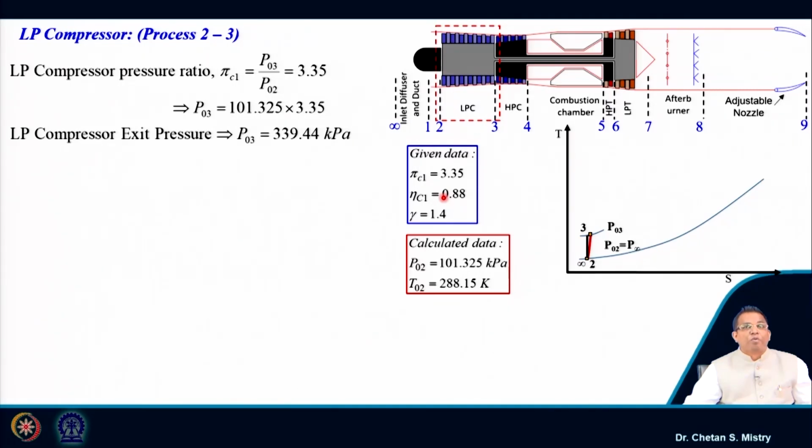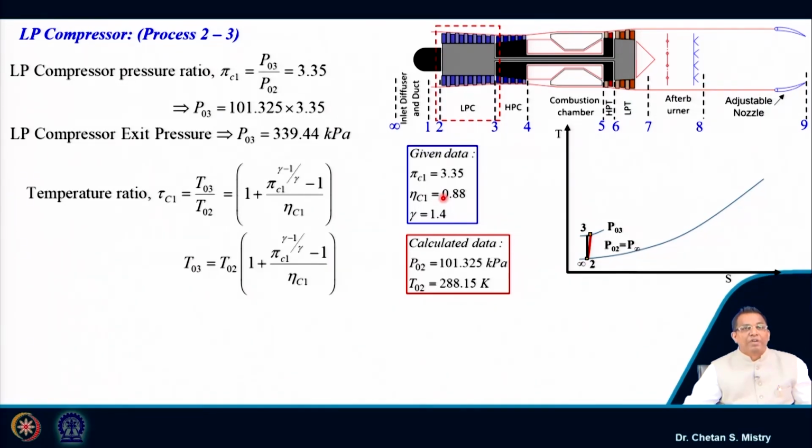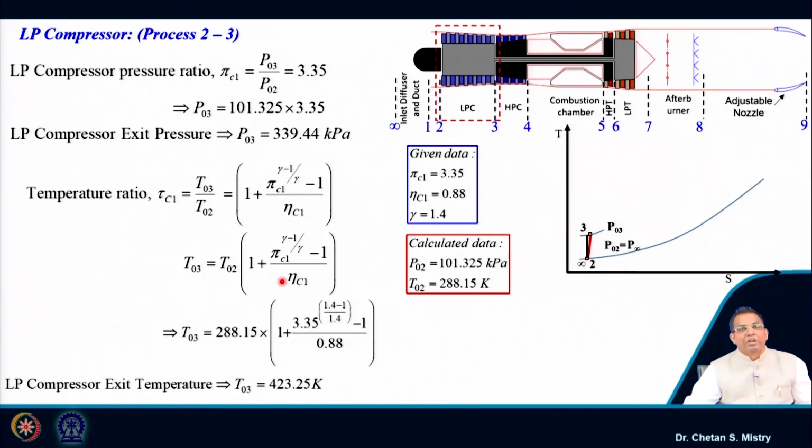Now, in order to calculate the temperature at the exit of the compressor, we will be using the formula of efficiency. Since my T02 is known to me, the pressure ratio is known to me, and the efficiency is known to me, we can calculate the exit temperature from the LP compressor. If we put all these numbers in, it comes to 423.25 Kelvin.